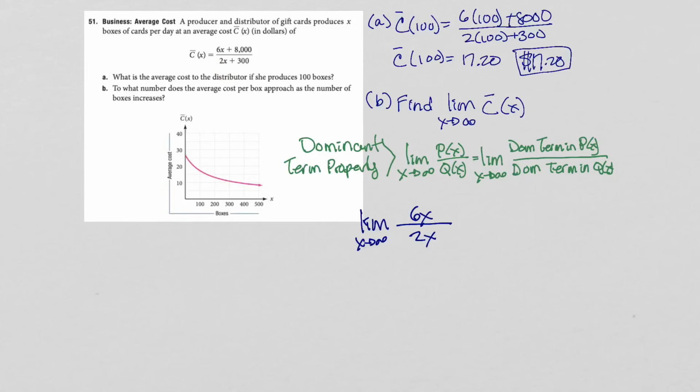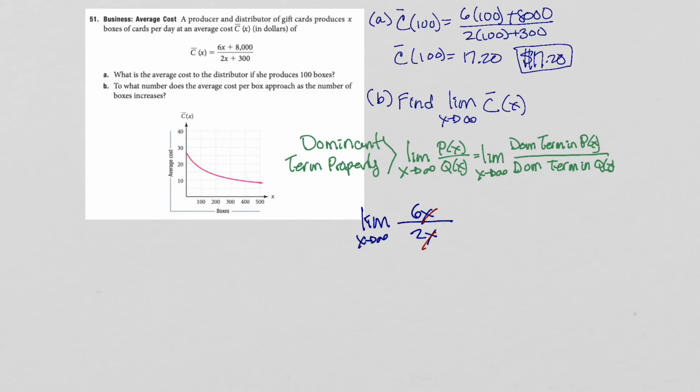Now, because x is not 0, these are going to cancel. And we're going to look at the limit as x approaches infinity of 6 over 2, which is just the limit as x approaches infinity of 3. And the limit of a constant is that constant. So this is going to be 3. And then looking back to what we're asked, to what does the average cost per box approach? So the average cost is going to approach 3, but let's write this as $3 since that's actually what we're doing. So the average cost is approaching $3.